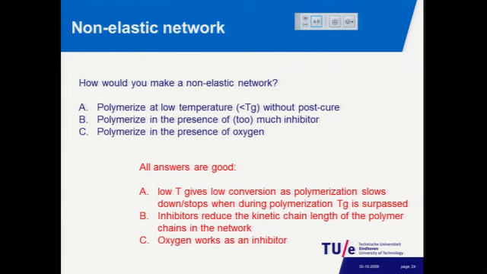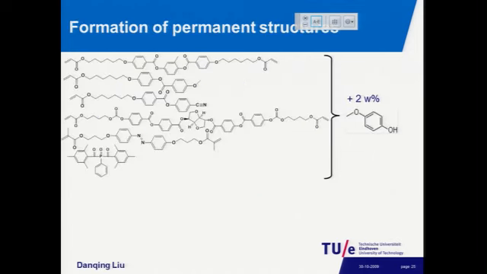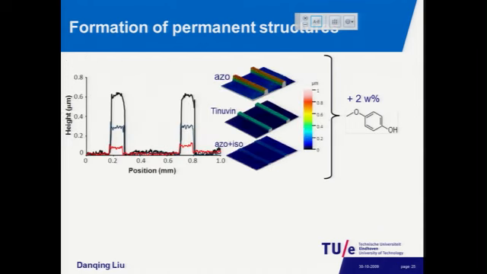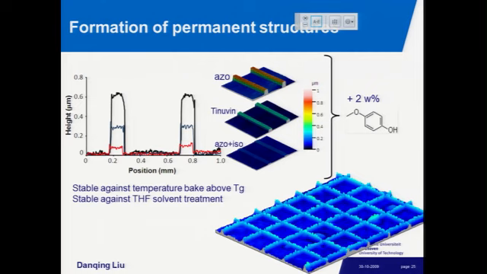But it's only a one-time event. And in this case, I have a demonstration for that. Actually, Danqing Liu has done all these experiments that I'm proud of today. She added a small amount of this inhibitor molecule, about 2%, to the system. And then what you can see is indeed a permanent formation of these structures. And of course, by using different masks, you can also make different types of structures. But this is a one-time effect in this case.